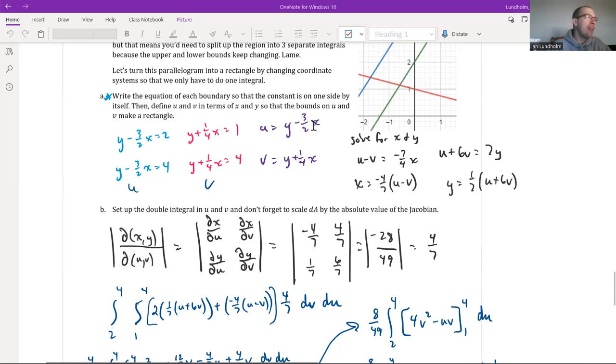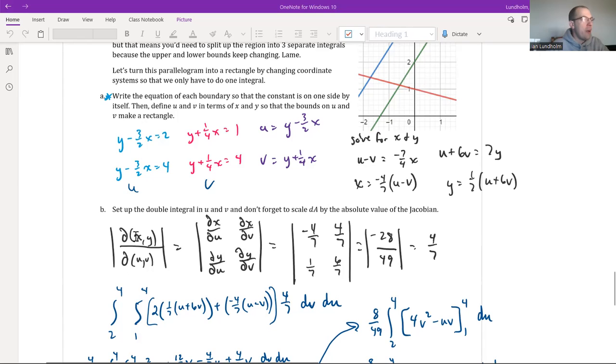When solving for y, you'd want to make sure that the x's cancel. So we'd be multiplying this whole equation by 6, and then adding the two equations together gives us this over here. And once we solve for x and y, we're able to do this Jacobian determinant and translate from xy coordinates into uv coordinates.